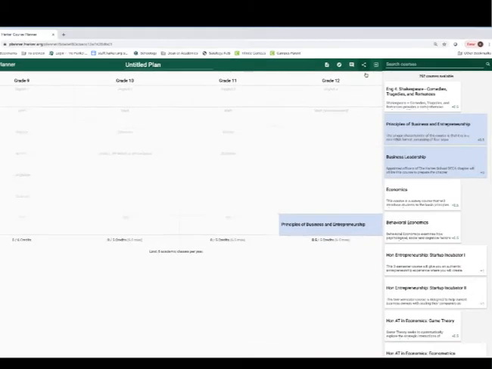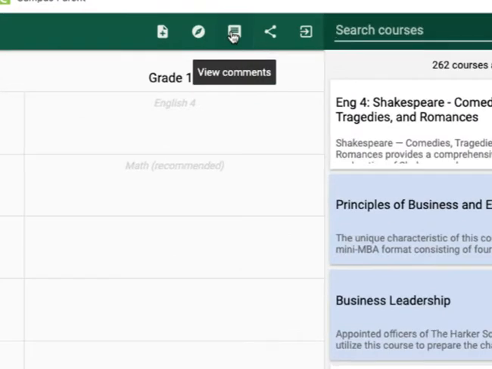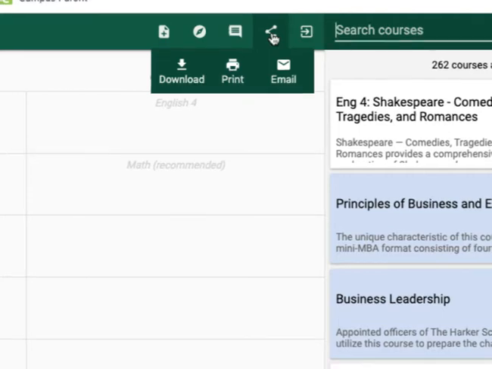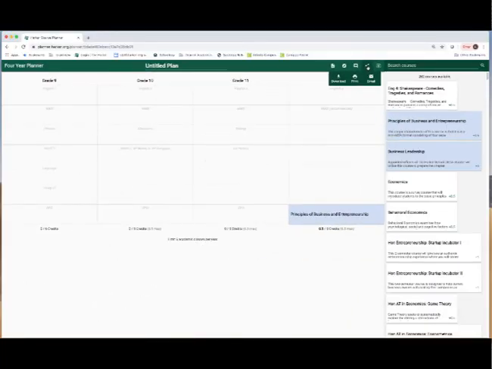Up top again, we see 2 more buttons. The View Comments option allows advisors or myself to offer comments to the students, or for the students to write in some thoughts to remember. The share function right next to it is extremely helpful as a student can download, print, or email their plan. As you can see, this tool is extremely helpful to our students as it is directly customized for our requirements. I can't tell you how thankful we are to Harker Dev for creating and managing this tool.